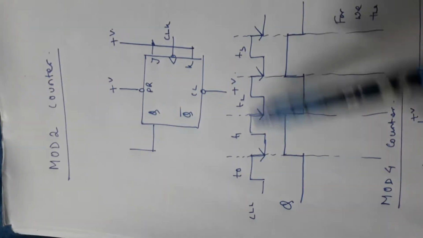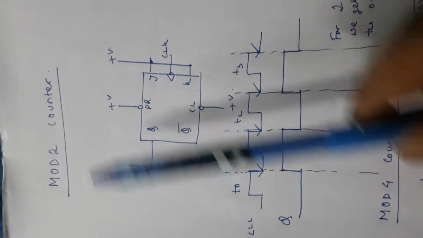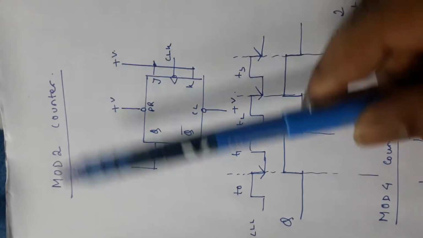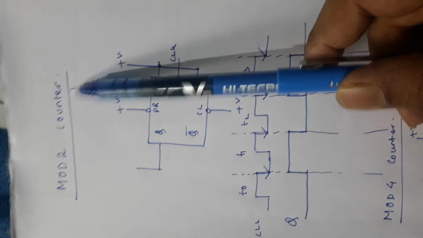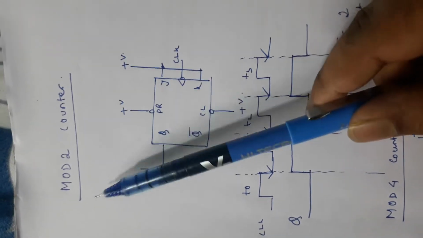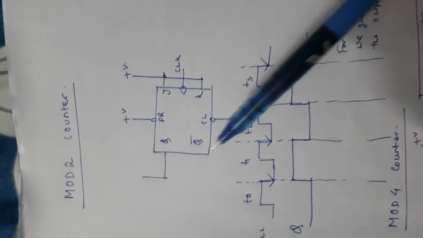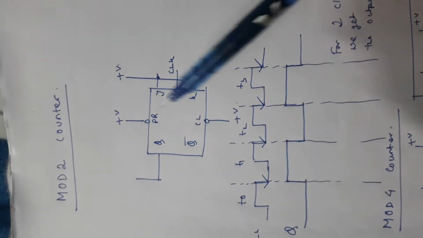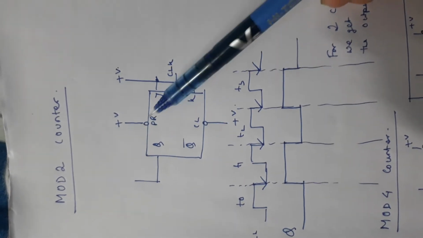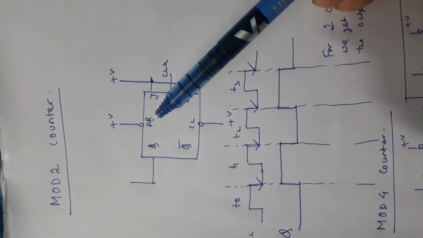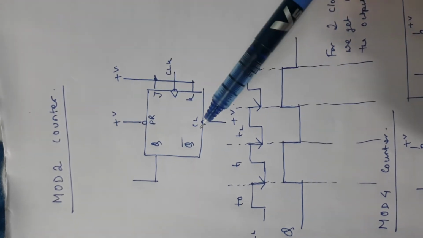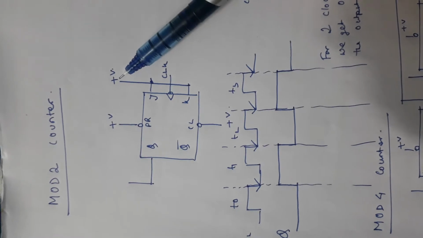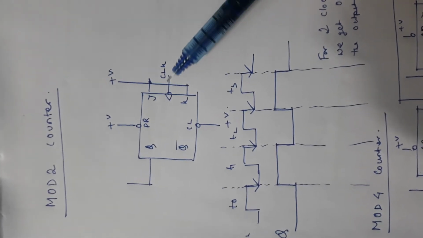So this is mod 2 counter. Mod 2 means divided by 2, right? So it divides by 2. What does it divide? It divides the clock frequency by 2. Let us see the connection. See, this is the IC schematic diagram, J, K, clock, preset, clear. What we are doing, we are keeping preset high, clear high, J and K both are high, and we are applying the clock here.